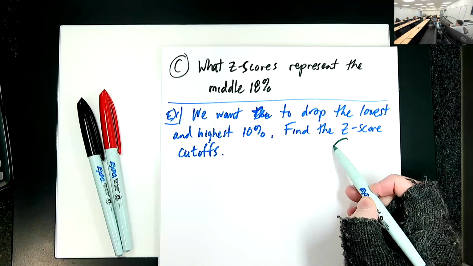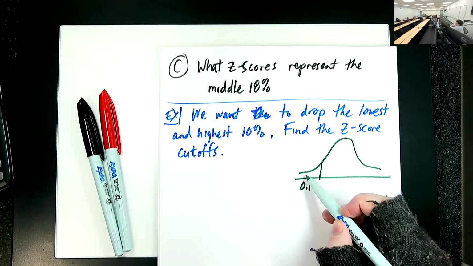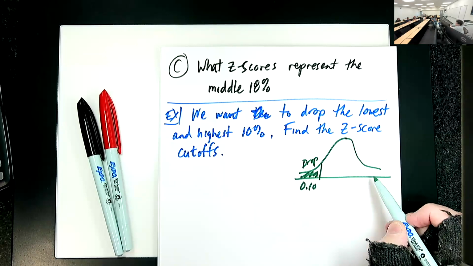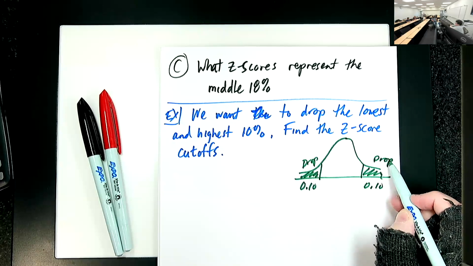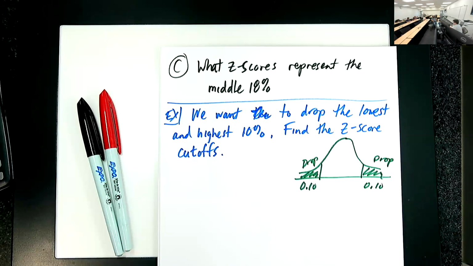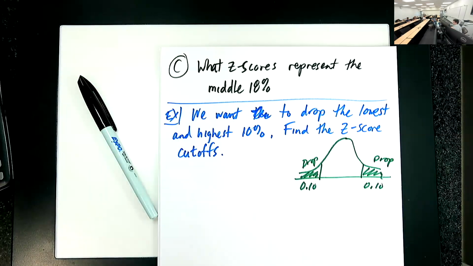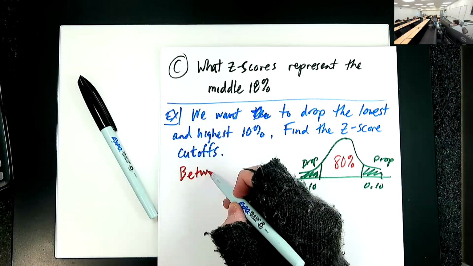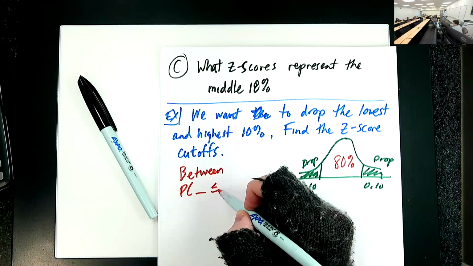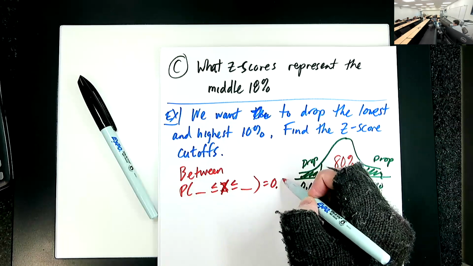If we look at that, what they're asking us to do is drop the 10% over here, and drop the 10% over here. Drop that too. If I drop 10% on each side, how much percentage should I have left? 80. I should have 80% in here, right? So if you see this one, you want to do the between, and you want to do the blank less than or equal to z or x. It says x, and you want to put in 0.8.